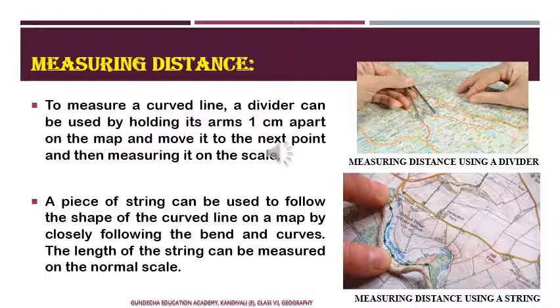For the same, a divider can be used by holding its arms 1 cm apart on the map and moving it to the next point and then measuring it on the scale. Now, for the string method, a piece of string can be used to follow the shape of the curved line on a map by closely following the bends and curves. The length of the string can be measured on the normal scale.